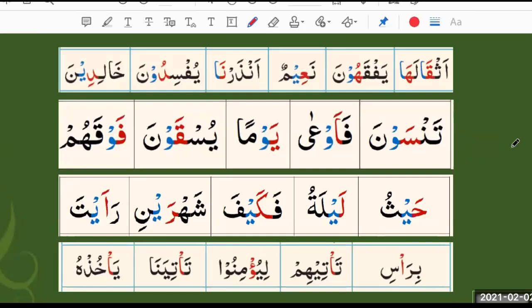نائم, أنظرنا, يفسدون, قالدين, تنسونا. No. What is on the top of ayn? Vertical fatha. So 2 seconds. Yes.